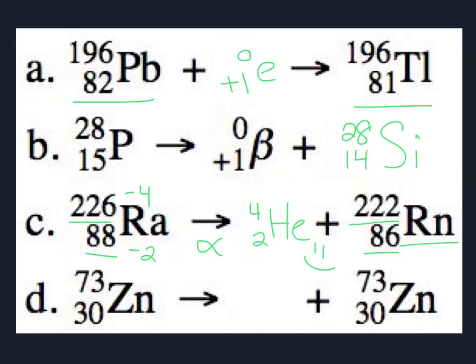In the last one, I have zinc-73 with 30 protons. And on the right-hand side, I have zinc-73 with 30 protons. What is the only decay that I told you that really doesn't change the atom? Gamma decay. Okay. Gamma decay is kind of like a sloppy Y, and then it has 0 charge, 0 protons. It has 0 mass because it's just energy.